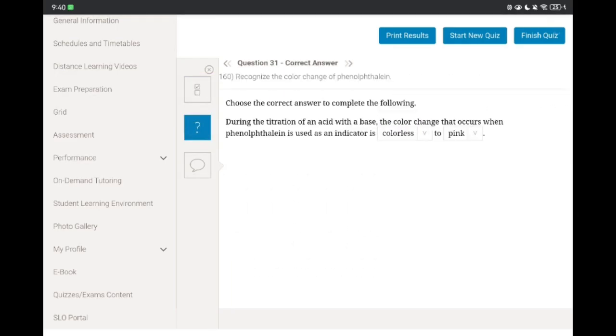During the titration of an acid with a base, what color change occurs when phenolphthalein is used? So look, anything that ends in phthalein is colorless in acid. Just remember that. Anything that ends with phthalein is colorless in an acid. Then you can remember it's pink in base because this one starts with a P and this one starts with a P, like that.